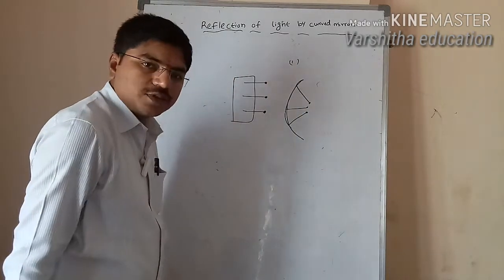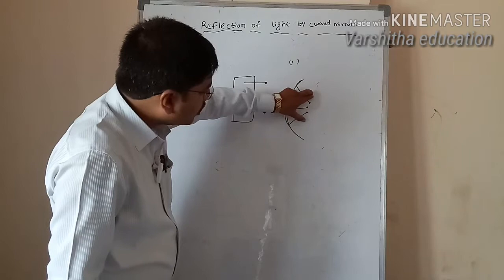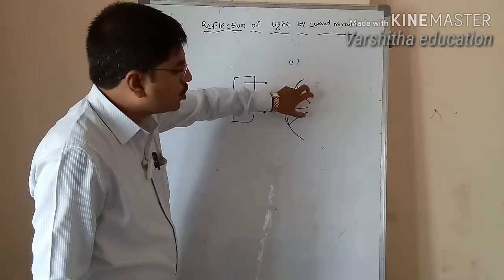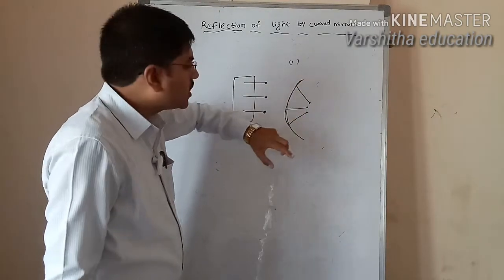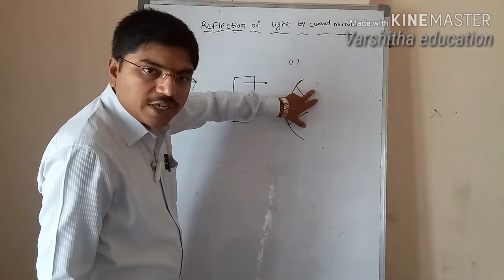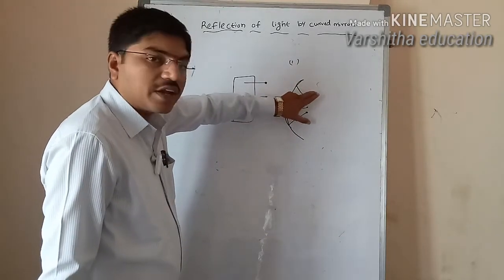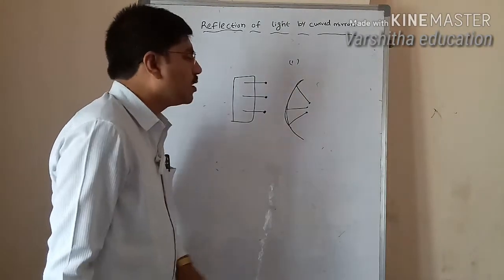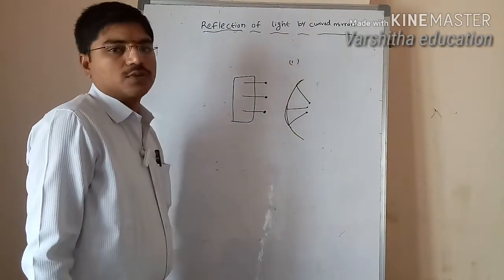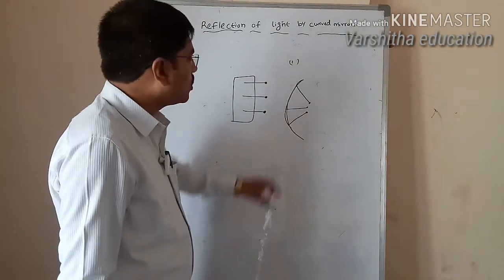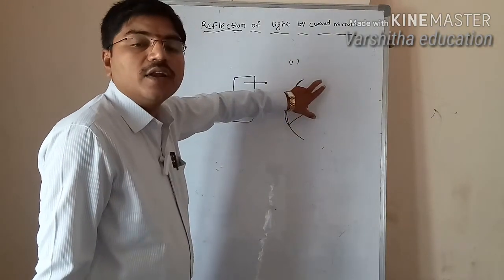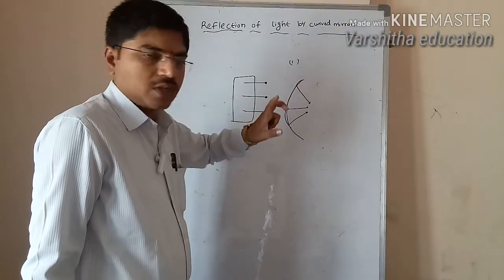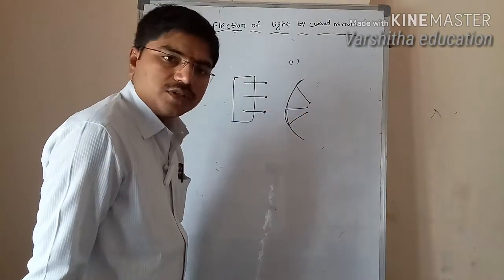So what we observe from this is that all are coming together. It looks like coming together, is what I said. So convergent is nothing but all rays coming closer. Then it is said to be a concave mirror only. So that's why we conclude that a concave mirror is a convergent mirror. Concave mirror is a convergent mirror.